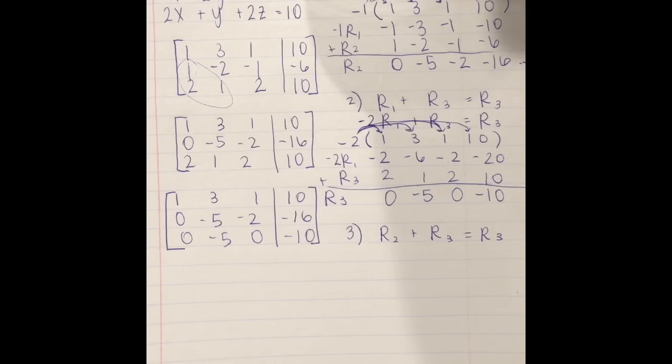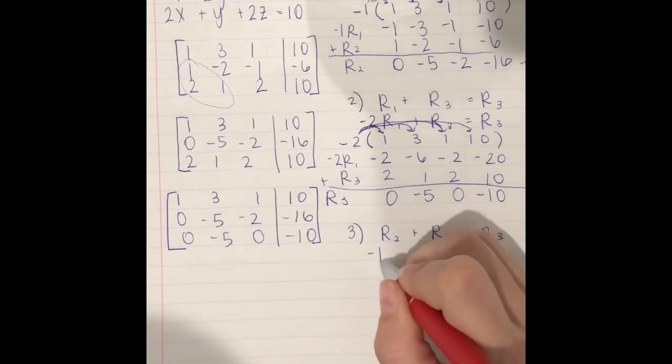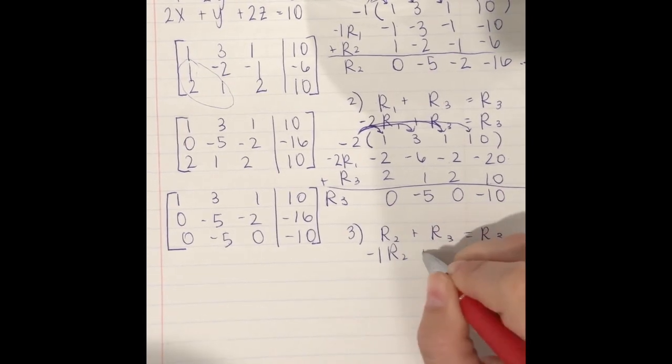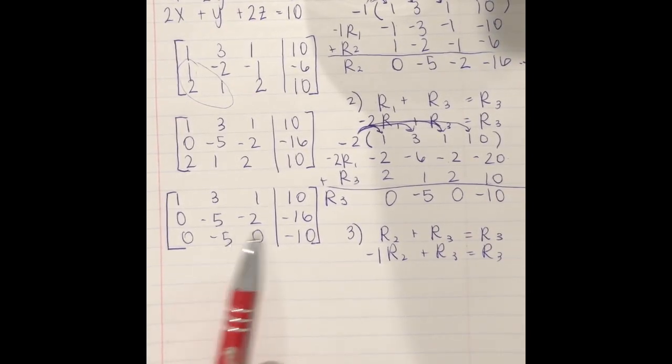So we'll just multiply one of them by negative 1 so that it changes the sign, right? So we'll just do negative 1 times row 2 plus row 3 will give us our new row 3. If we wanted, we could have multiplied row 3 by negative 1 and it would still work.